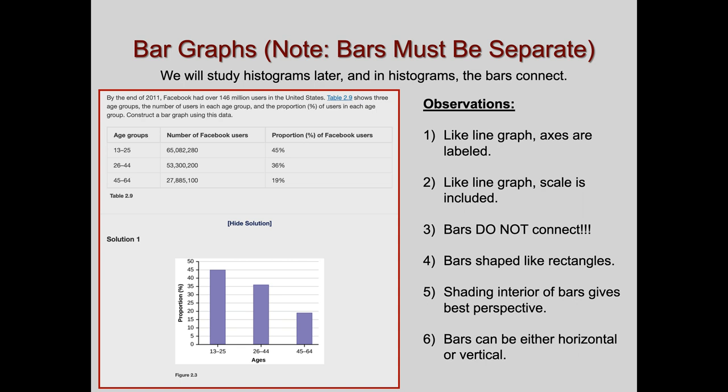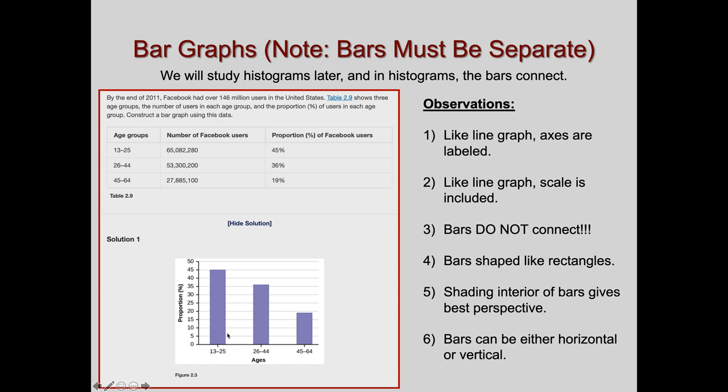The proportion of each that are Facebook users, and they're marked off. Now, let's do some observations here. Like the line graph, the axes have to be labeled. So that's over here, proportion and ages. The scale is included, just like a line graph. So whether you're doing a line graph or bar graphs, you want to have some kind of scale in there on the vertical axis so you can tell what the height is.